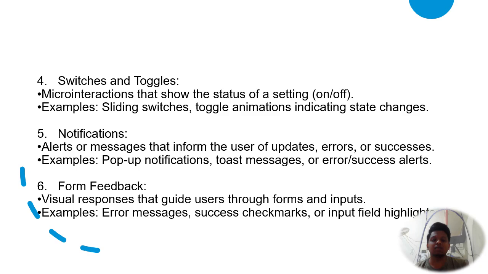Notifications: alerts or messages that inform the user of updates, errors or successes. Example, pop-up notifications, toast messages, error or success alerts. Form feedback: visual responses that guide users through form inputs. Example, error messages, success check marks, input field highlights.